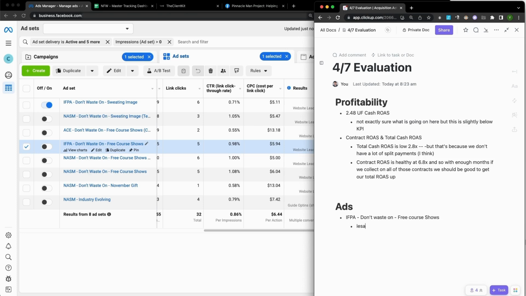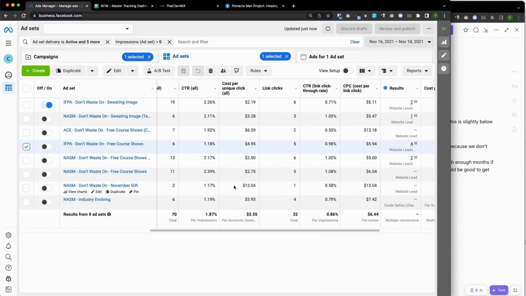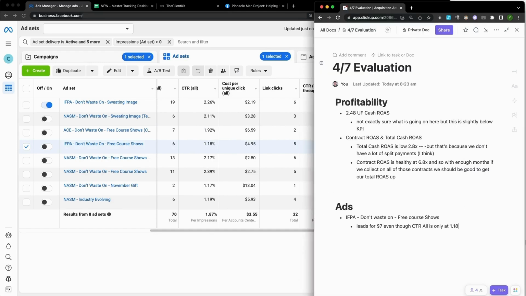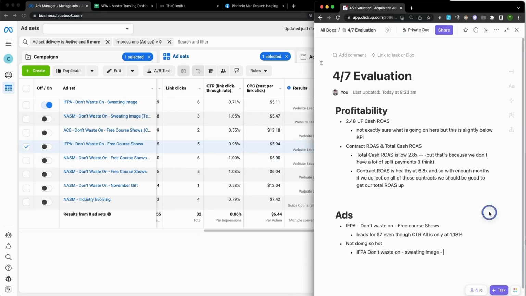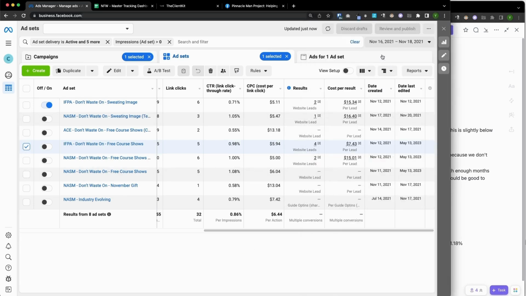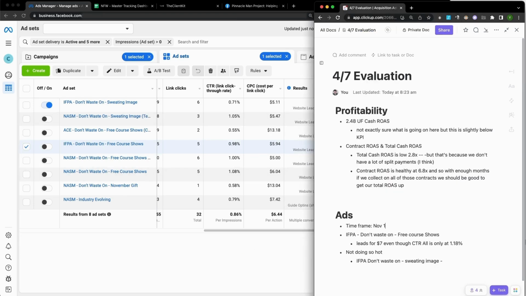This one is giving me leads for $7, even though CTR all is only at, what was it at? It was at 1.18%, right? So 1.18%. And then I might also decide to say, you know what, not doing so hot. And then I might just go in and say, IFBA, don't waste on sweating image. That one isn't doing so hot. It's giving me leads right now on this frame. And this is, of course, at the time frame. I might even decide to put time frame over here. This is going to be November 16th to the 18th.